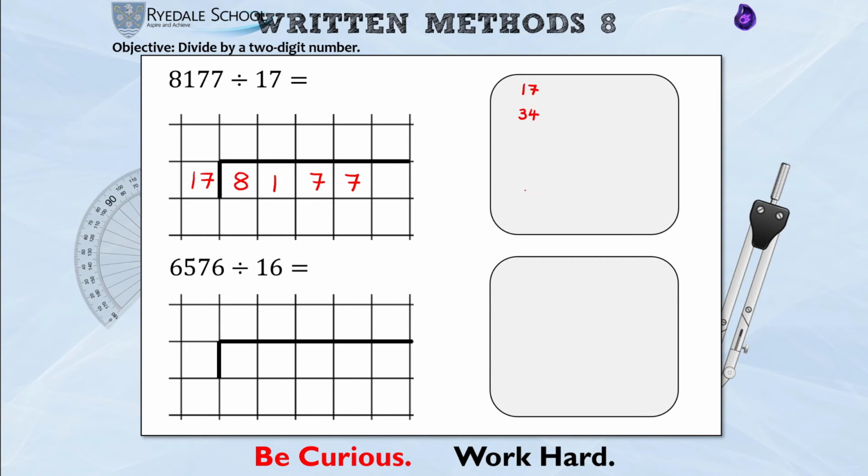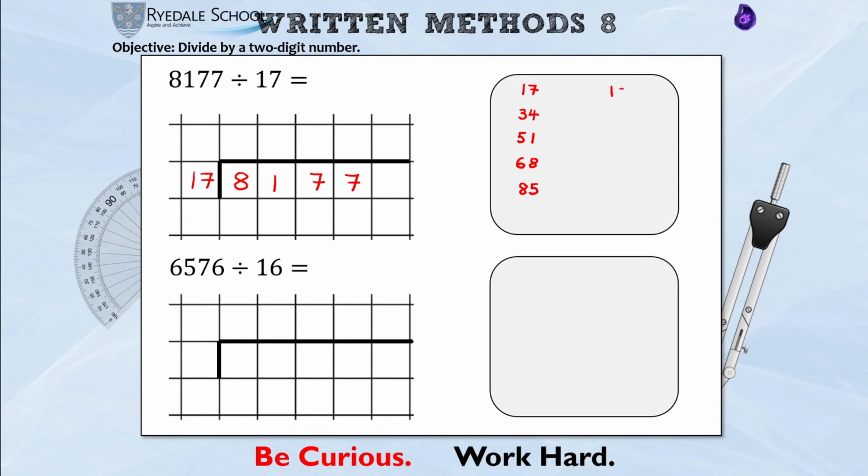So 17 and 17 is 34. Add another 17 is 51. Add another 17, 68. Add another 17 is 85. I'm just going to stop and check there. So I do 17 times 10, 170, and a half of 170 is 85. So I know I'm on the right track so far.